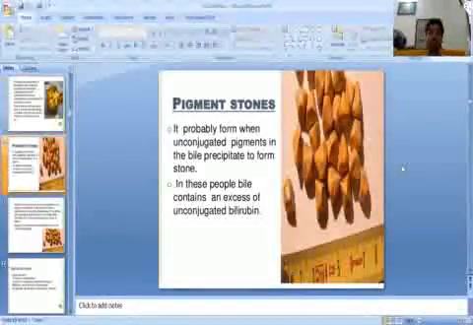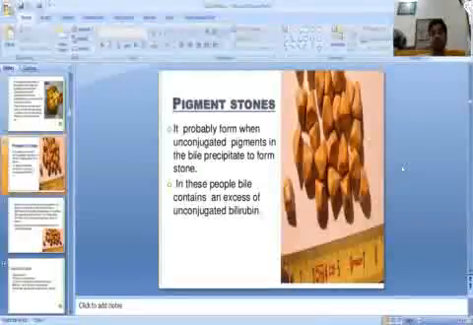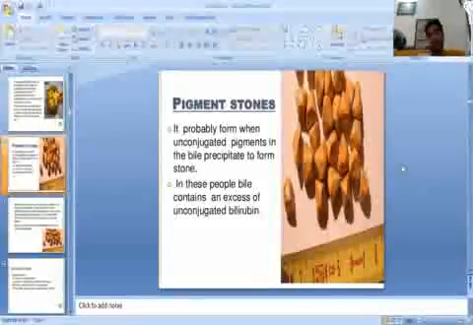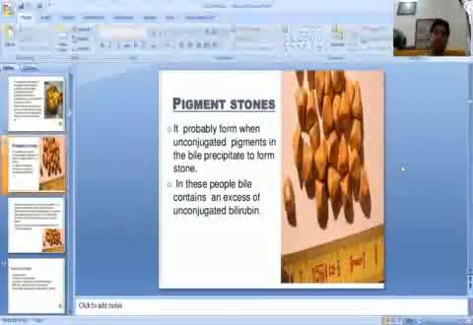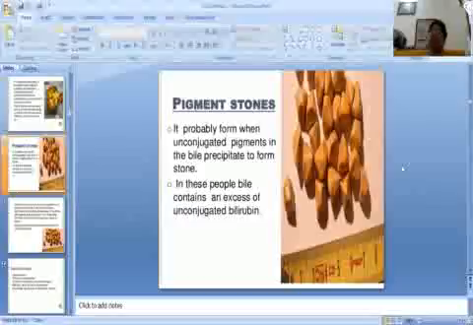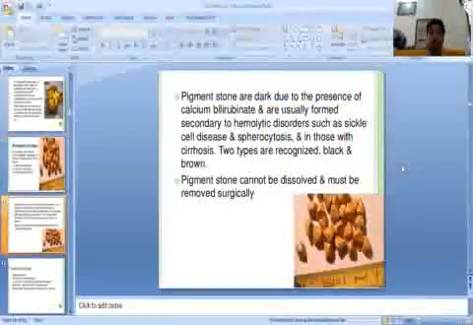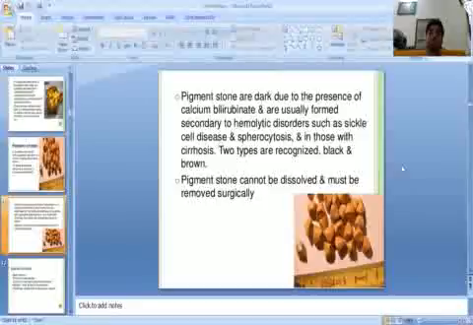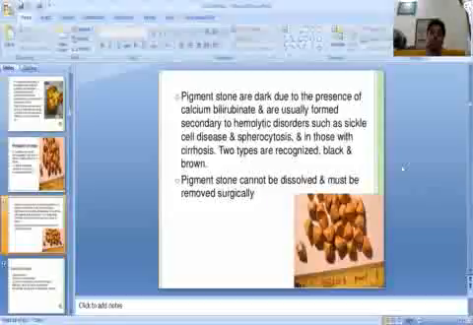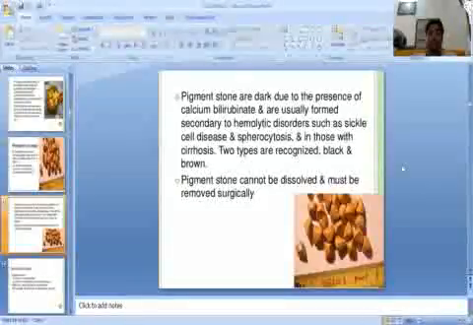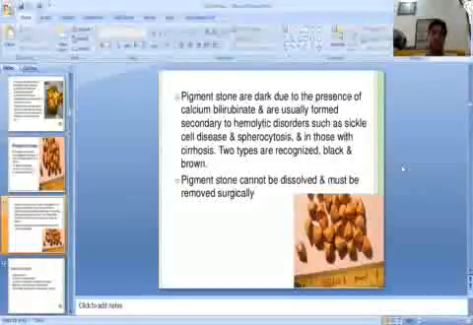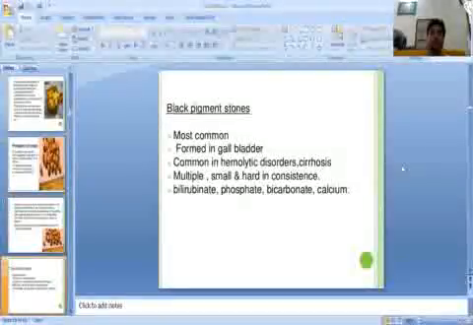Pigment stones probably form when unconjugated pigments in the bile precipitate to form stones. In these people, bile contains an excess of unconjugated bilirubin. Pigmented stones are dark due to the presence of calcium bilirubinate and are usually formed secondary to hemolytic disorders such as sickle cell disease and spherocytosis, and in those with cirrhosis. Two types are recognized: black and brown. Pigmented stones cannot be dissolved and must be removed surgically.